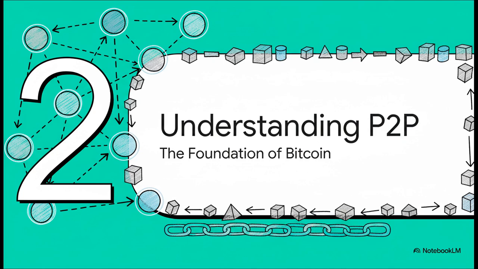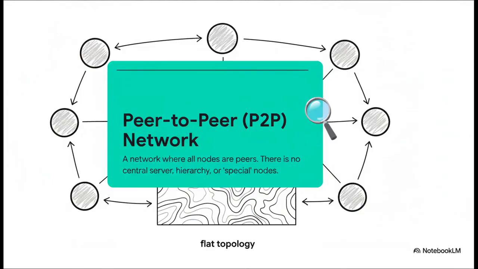And that leads us perfectly into Section 2, Understanding Peer-to-Peer. Seriously, before we can even talk about mining or wallets or anything else, we have to get our heads around this foundational concept. So what is a P2P network? Well, to put it simply, it's a network where everyone's an equal. All the participants, which we call nodes, are peers. There's no special boss node, no central server telling everybody what to do. The source material calls this a flat topology, which is just the perfect way to describe it.